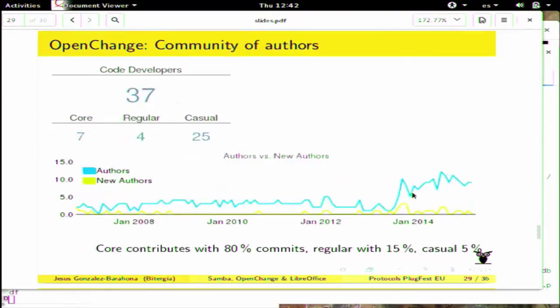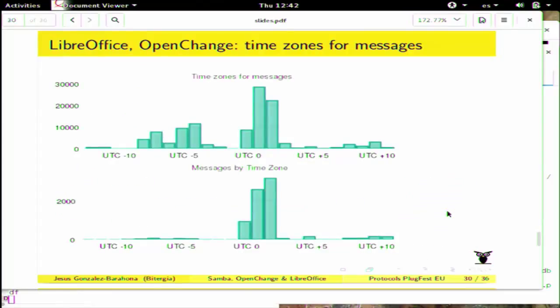With respect to OpenChange, well, the project is smaller, so you have a very small core, so that's the usual thing for this kind of project. Still, the relationship between core and casual is a bit bigger than usual. But, well, they are attracting new authors, so, well, the project is healthy from that point of view.